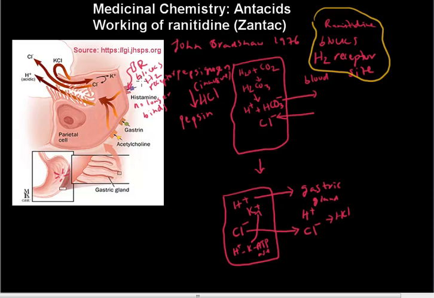It's like the villain. Ranitidine is like the villain if you consider the receptor site and histamine as two lovers. The ranitidine is like the villain that is separating the two and preventing the blossoming of love, which here is the production of hydrochloric acid. So that completes the video on the working of ranitidine or Zantac.